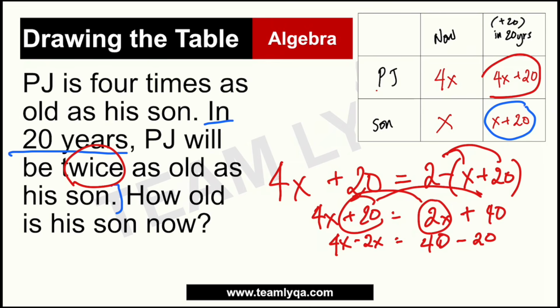So, that would be 4x minus 2x, 2x is equal to 40 minus 20, which is 20. Di-divide natin both sides by 2 para makancel ito. X is equal to 20 divided by 2 or 10. So, the answer is 10. Okay? Again, using algebra, yan yung equation natin.